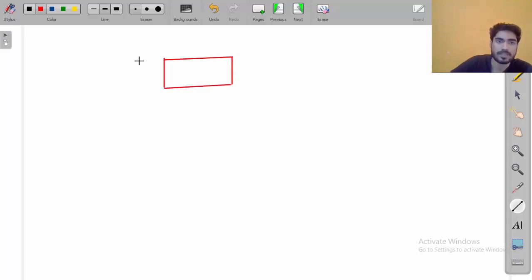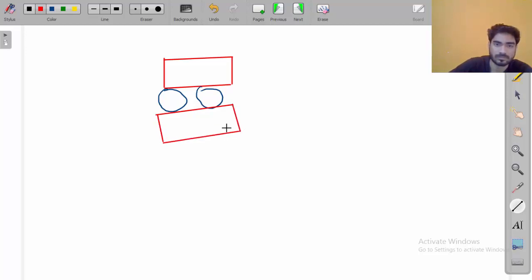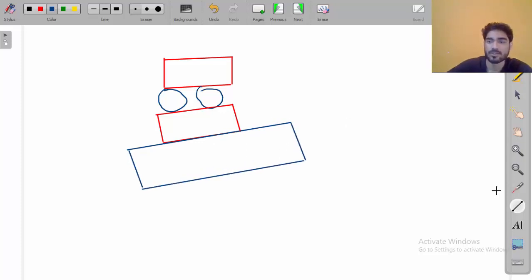Let me explain the concept of self-alignment. This is the outer race. The balls are like this. And this is the inner race, and the shaft is inside the inner race. Can you see, my friend, that now they are misaligned? But no problem, because your inner race is rotated. If the inner race does not rotate and the shaft is misaligned, then a problem will happen.